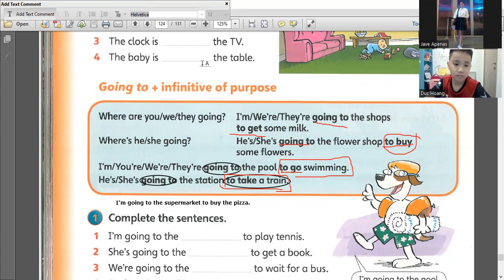I'm going to the supermarket to buy the pizza. Oh, that is correct. Very good. Okay, good job. And going to. Yeah, all right. Good job. That is a good sentence. Okay, perfect. All right, now I guess you already know how to make use of it.